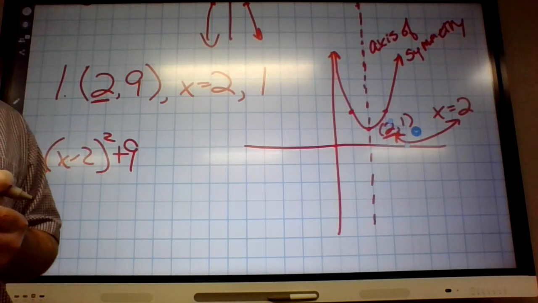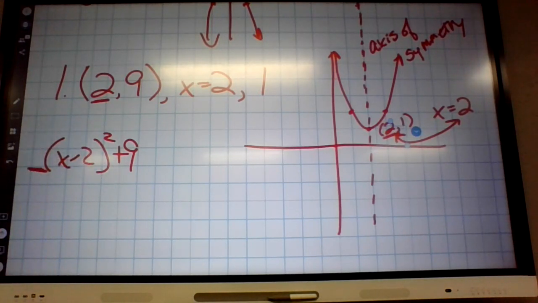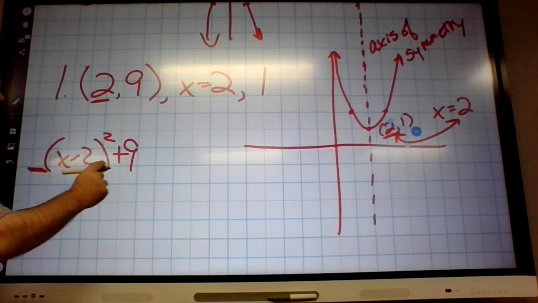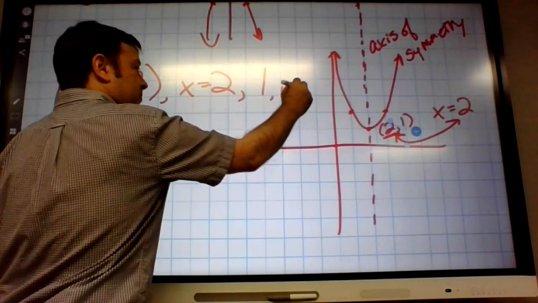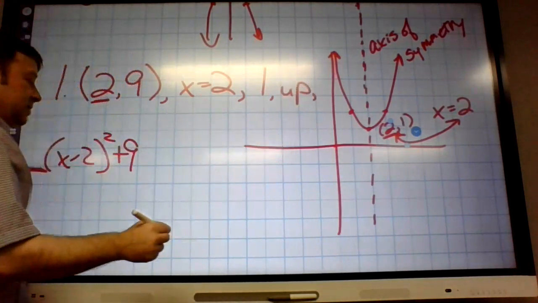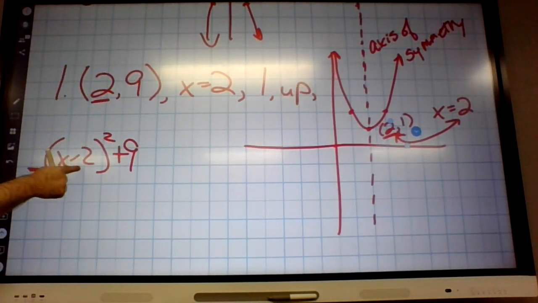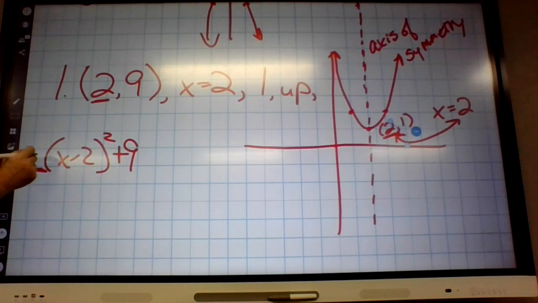Okay, which direction would this parabola open? Up, because it's positive on the front. So it's up, positive outside of these parentheses. This just moves it left to right, but if the number on the front's positive, it goes up. If there's no number, it's a positive 1. If the number is negative, it goes down, just like yesterday.